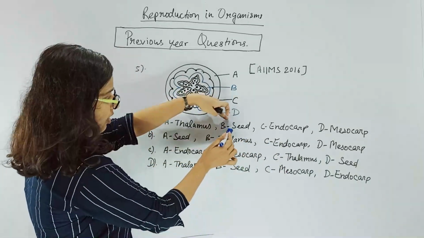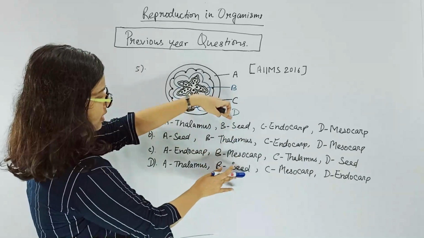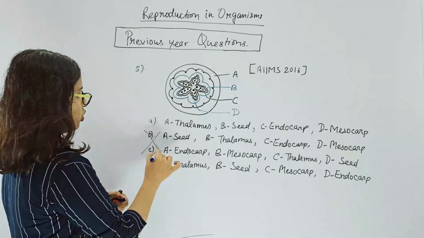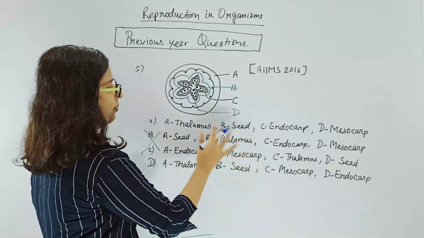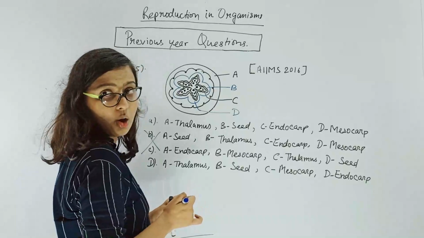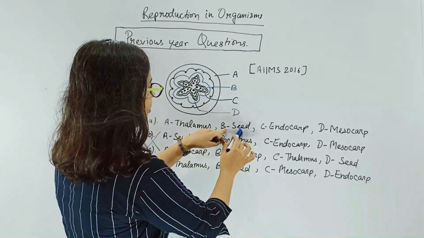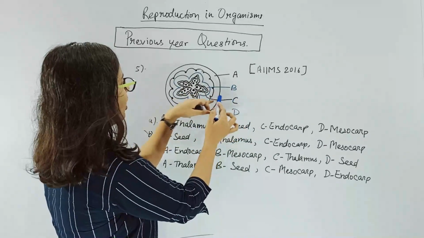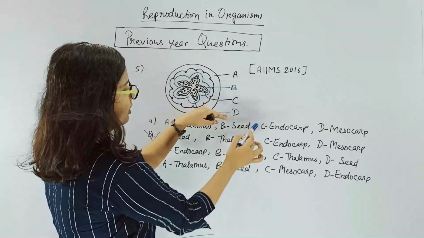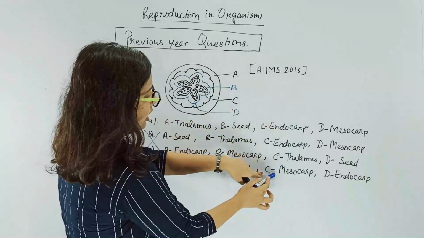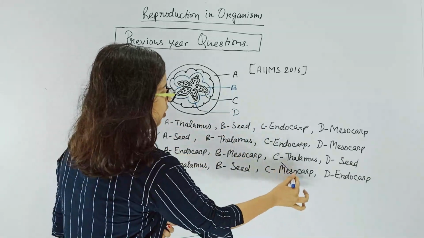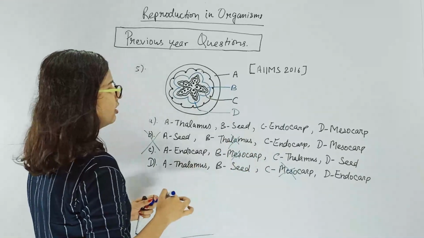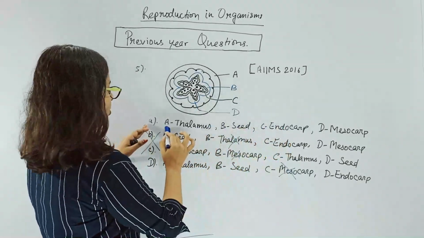Earlier you found that B is seed, so you have to ignore these two options; they are already excluded. The options you are left with are A and B. When you see that C is endocarp, this layer is the endocarp, but here it is given as mesocarp, so this cannot be the answer. So our answer comes to be A.